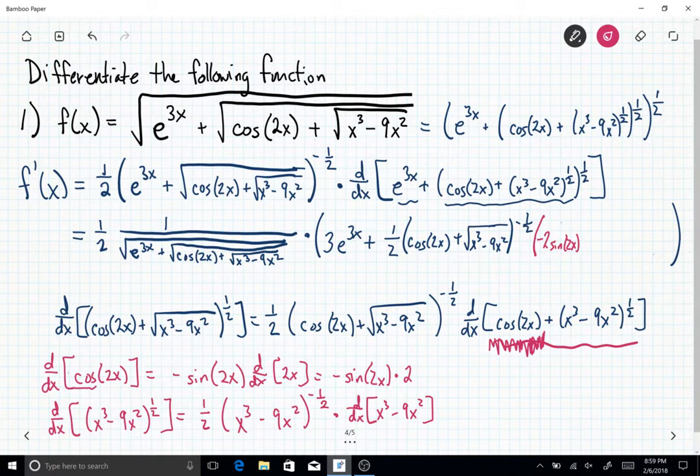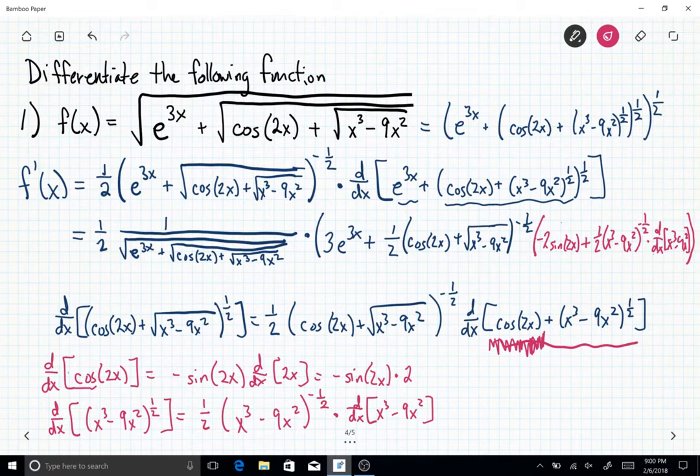And then for the second part, we have plus 1/2 times x cubed minus 9x squared raised to the negative 1/2 power, and then times the derivative of x cubed minus 9x squared. Can we fit it in there? Oh yes. Okay, good.